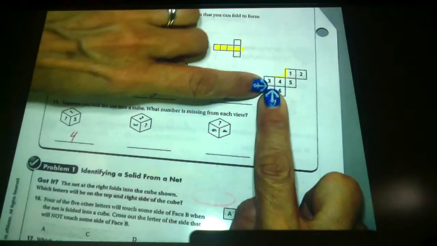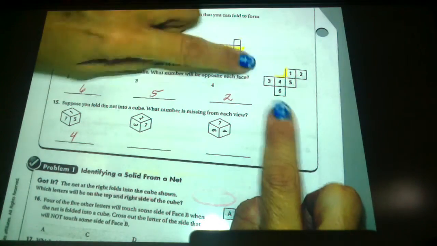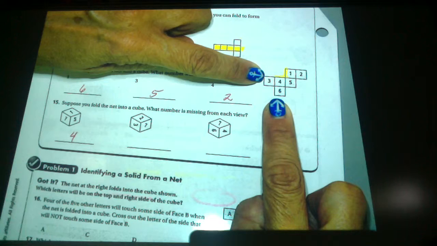Something also touches both the 2 and the 3. This is one of the hardest ones to see. What do you think it is? 6, is 6 going to touch the 3? You got an L-shaped thing here, yeah, so 6 touches the 3. Will 6 touch the 2?